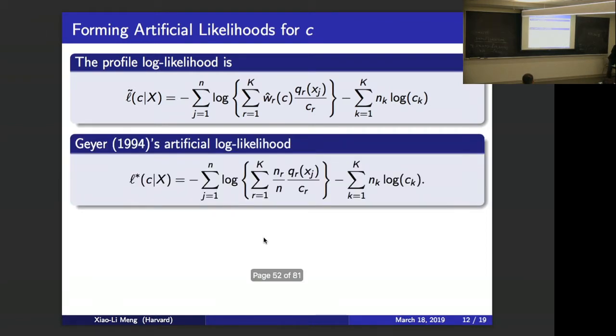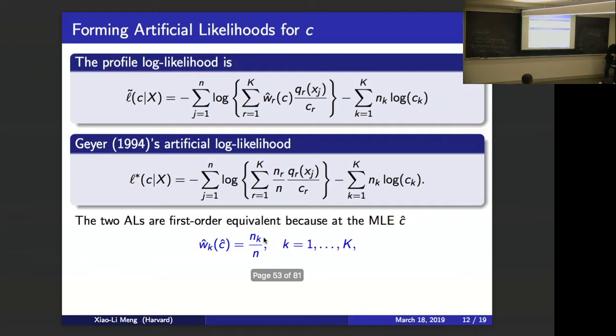But in the literature, Geyer at the time did something called reverse logistics regression. It itself also has a sort of likelihood-looking expression. Whenever we make a comparison, we see the only difference between what he proposed and what we discovered is that this weight is replaced by the empirical proportion. N_R is how many draws from the R density, N is the total number. So the only difference is between these two. Why? Well, it turns out that at the MLE, this guy and this guy are equal.